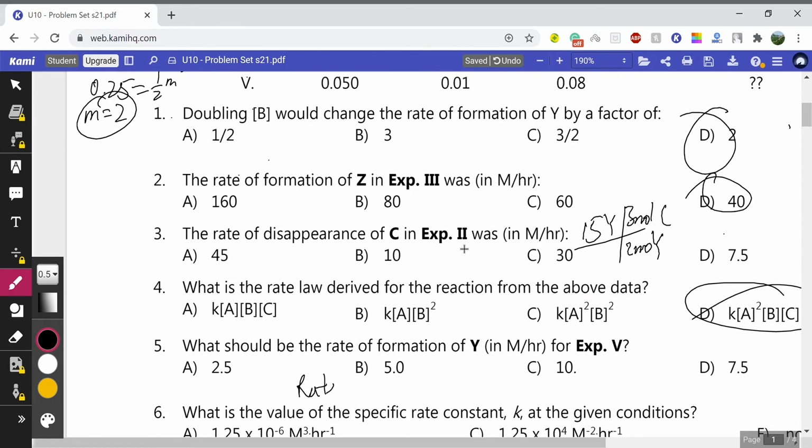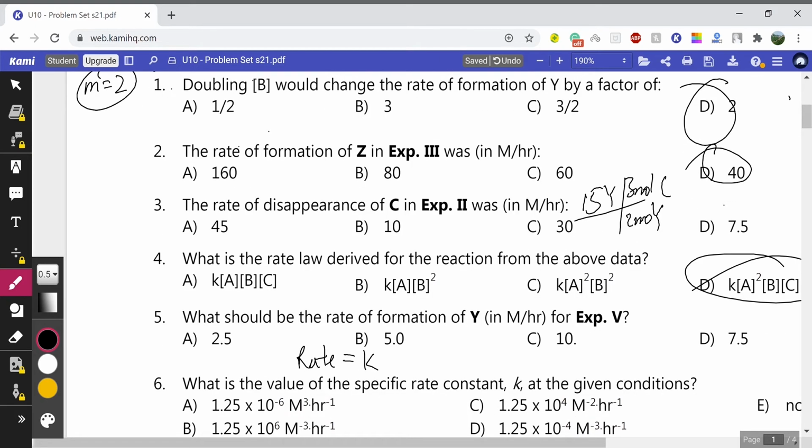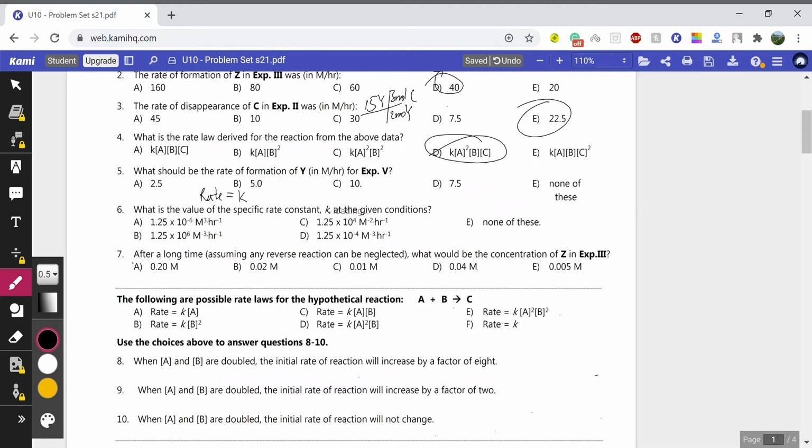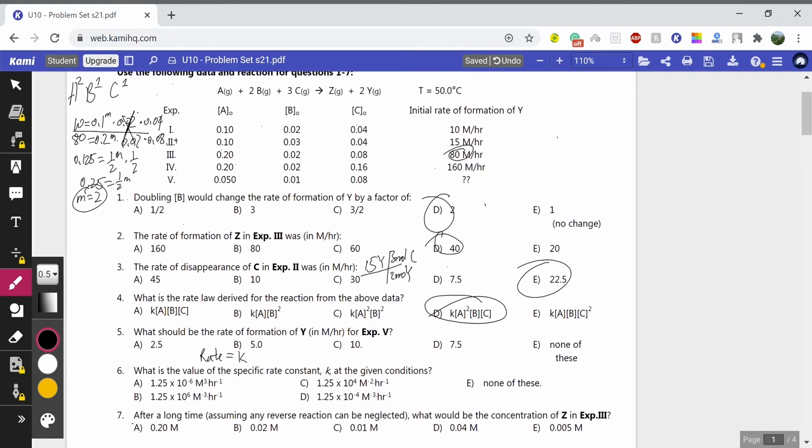Rate is equal to K, which we don't know yet. We can do that number 6 first. What is the value for the specific constant K? So in order to do number 5, we have to know K, but we have to find K first, which is number 6. So let's do number 6 first.